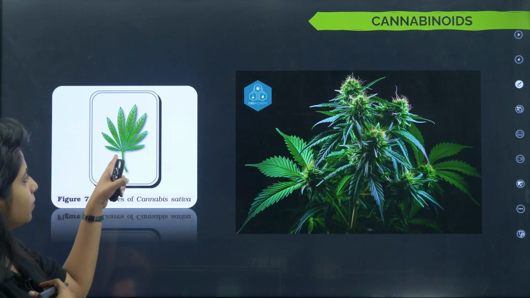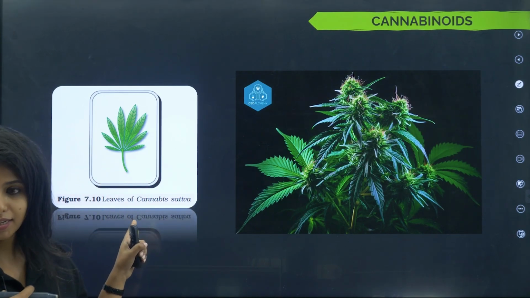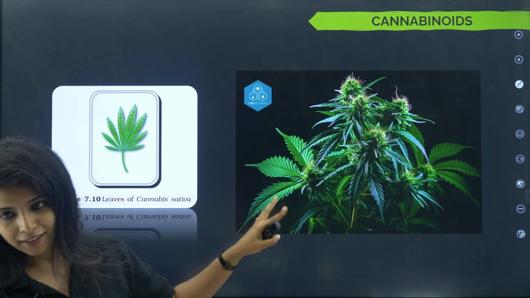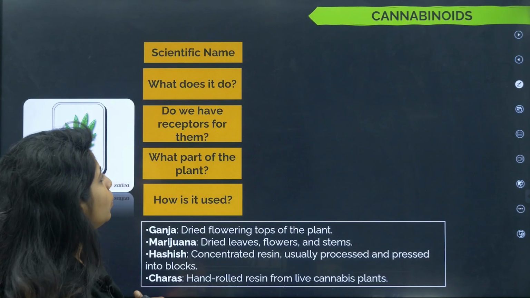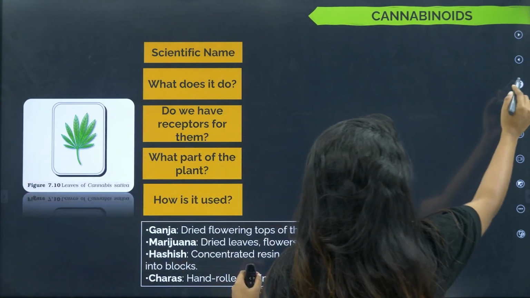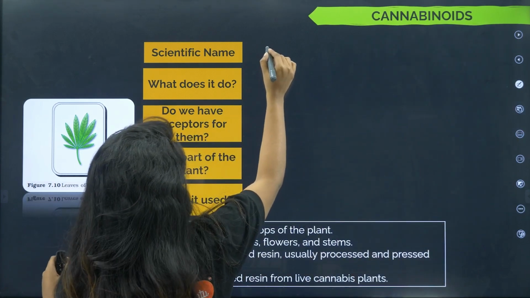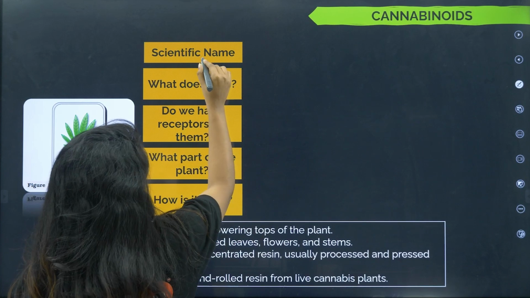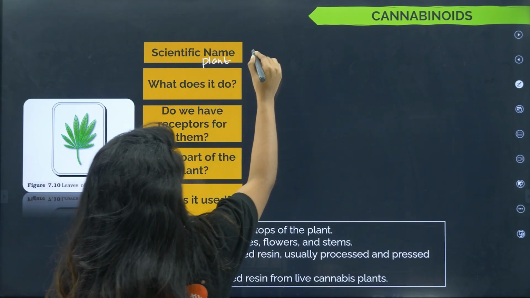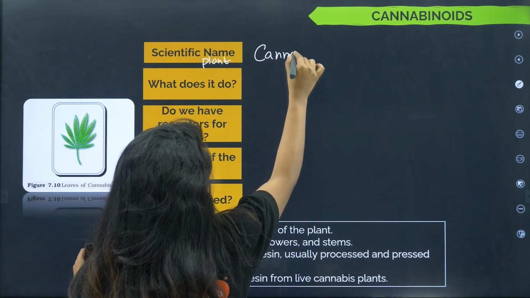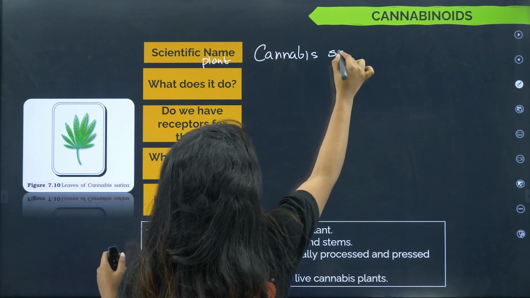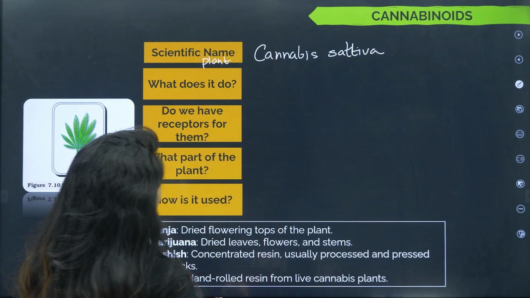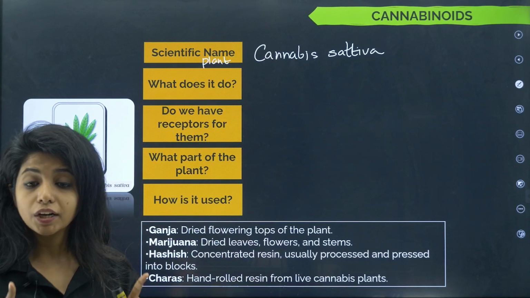First thing, the plant, the leaf that they have made, looks like this in NCERT, but actually it looks like this, not so fancy, but somewhat. Now over here, scientific name, children. Scientific name of what? Of the plant that produces it. Scientific name of the plant. It is what? Cannabis sativa. Cannabis sativa.